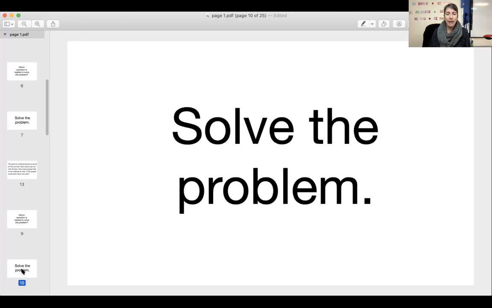Now, go ahead and solve the problem number 3 on page 119. How many pizzas did they need to order so that everybody could have 1 slice?